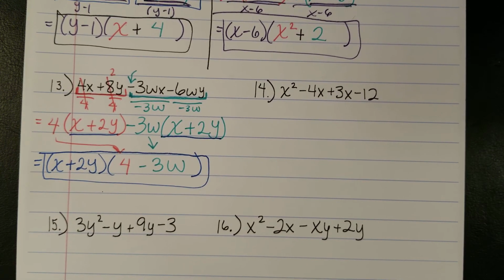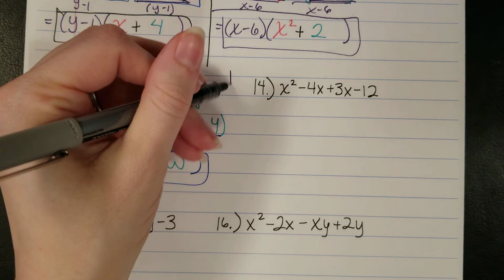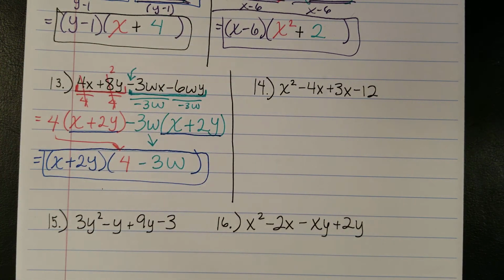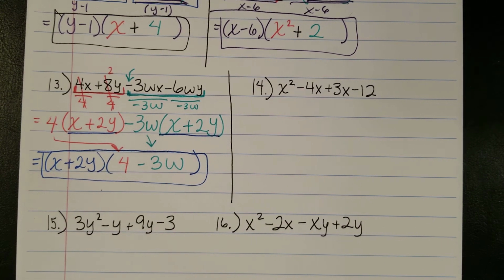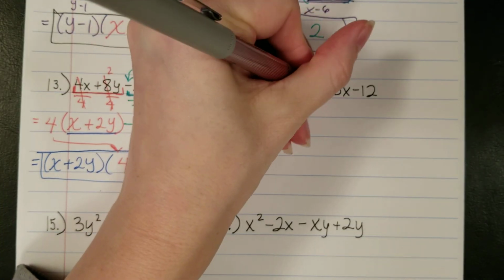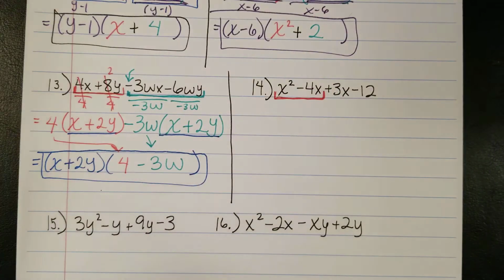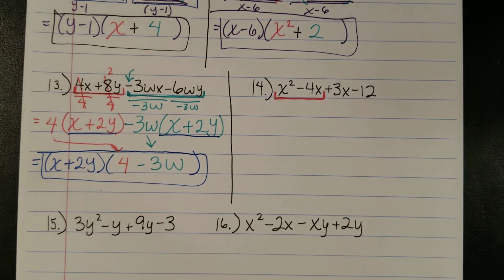Okay, number 14. Again, I have 4 terms, so I'm going to factor it by grouping. You always still want to check to see if you have a greatest common factor, which we don't, so that's cool. And then since we have 4 terms, we're going to factor it by grouping. So the first group is x squared minus 4x, and the GCF for that group is going to be x.